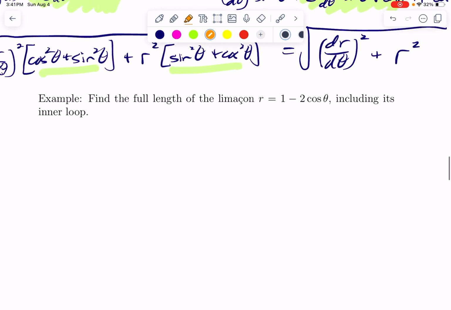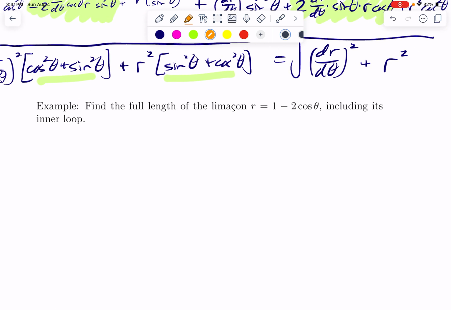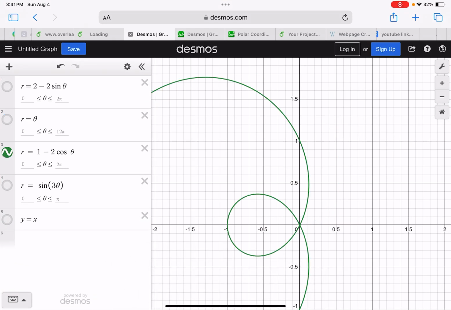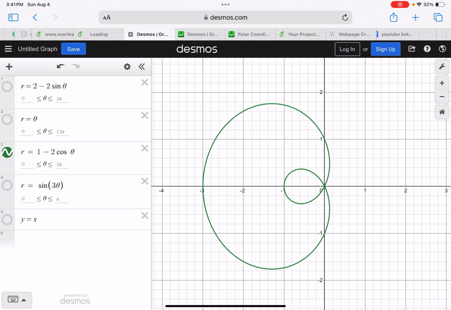Okay, so let's look at an example. Find the full length of the limacon, right, that's a fancy word for this kind of shape, r equals 1 minus 2 cosine theta, including its inner loop. So this is what it looks like. It has that inner loop because sometimes r is negative and it makes something go backwards. So let's just draw roughly what it looks like. You'll notice along the x-axis, the intercepts are at -3 and 0.